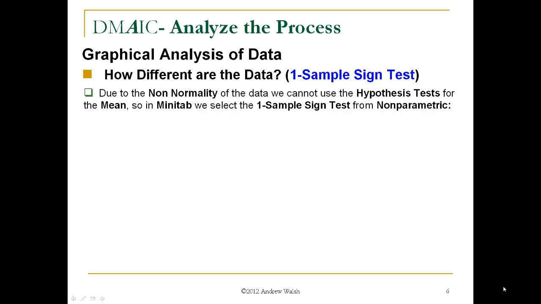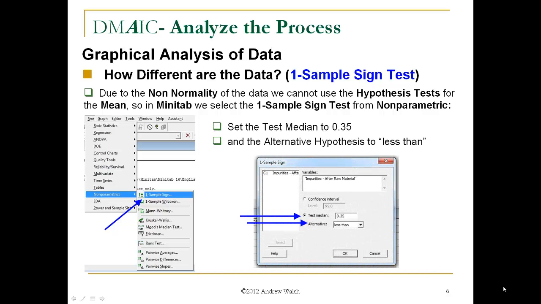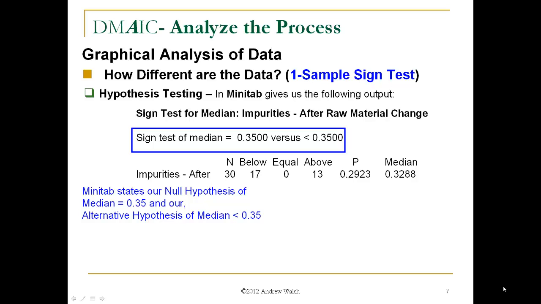Due to the non-normality of the data, we cannot use the hypothesis test for the mean, so in Minitab we select the one sample sign test from non-parametric. Set the test median to 0.35 and the alternative hypothesis to less than, which is what you want to see. In Minitab, it gives us the following output. Sign test for median impurities after raw material change. Sign test of median 0.35 versus less than 0.35. So Minitab states our null hypothesis of the median is 0.35 and our alternative is less than 0.35.